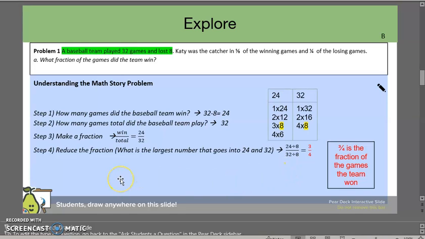We're going to look at another problem, so please pause the video if you need support in this or to check your work. But we're going to move on to the next part of the problem.